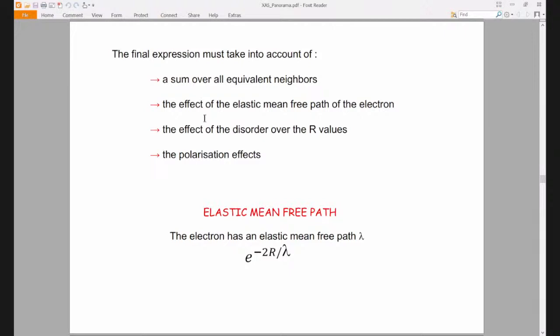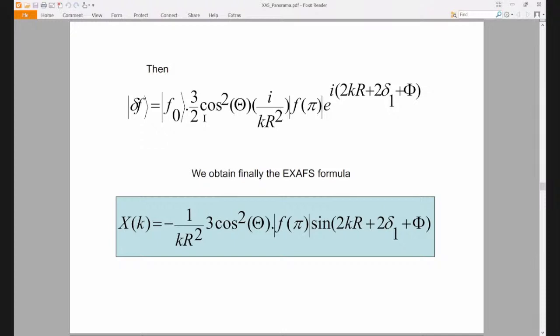If this mean free path is elastic, not inelastic, keeping its energy constant, were large, you would have a contribution from all atoms in the whole medium. In that case you would have a sum of many sine waves with different kR, and in the end it would average to almost nothing. Because the mean free path is very short, the sum we have to make over all atoms is limited to the first shell, the second shell, the third, but not more.